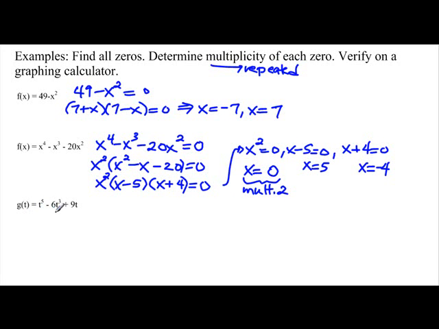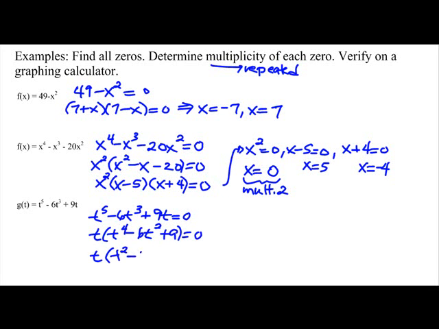Okay, and now we'll look at g of t, which is t to the fifth minus 6t cubed plus 9t. So if we set that equal to 0 to find our zeros, we have a common factor of t. So now we need to find the factors of 9 whose sum is 6, which would be 3 and 3. So that would be t squared minus 3 times t squared minus 3, so we can just put that as t squared minus 3 squared is equal to 0.